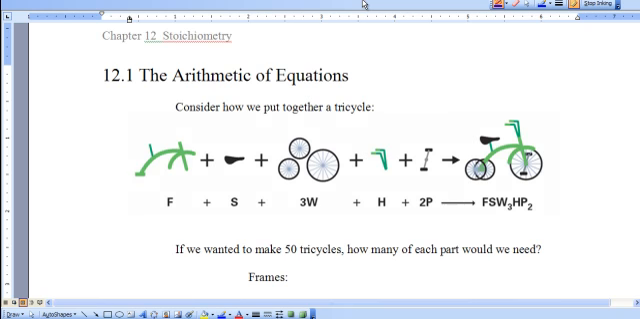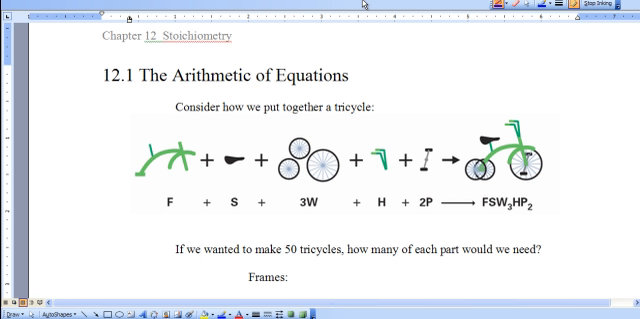And welcome to 12.1, where we're going to be talking about the arithmetic of equations. In this chapter, Chapter 12, which is entitled Stoichiometry, we're going to be talking about how you can predict how much reactant is going to produce how much product. Or if you have a certain amount of reactant, how much of another reactant are you going to need? Or if you want to make a certain amount of product, how much byproduct is going to form with that? That's all a topic called stoichiometry.